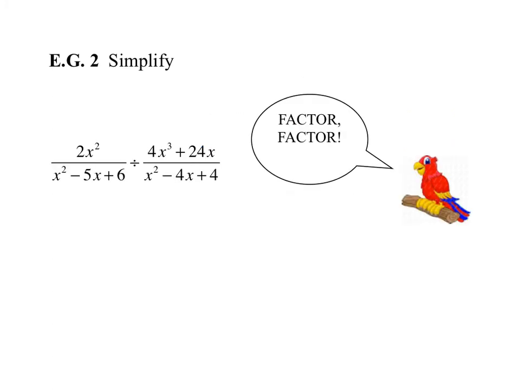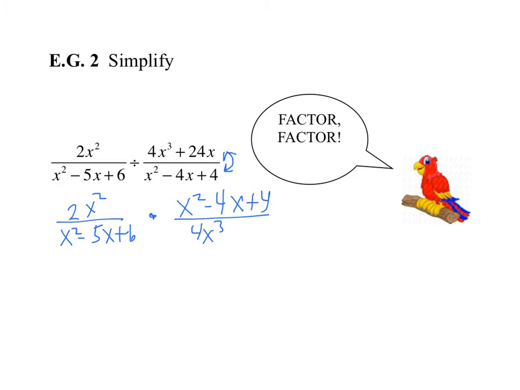This problem begins as a division problem. So the first step is to change that problem to multiplication. So the first ratio does not change, unless you want to start factoring at the same time, you can do that. But I'm going to work on changing this to multiplication, and then we flip this fraction. We have x squared minus 4x plus 4 all over 4x cubed plus 24x, and that is how you change from a division to a multiplication.